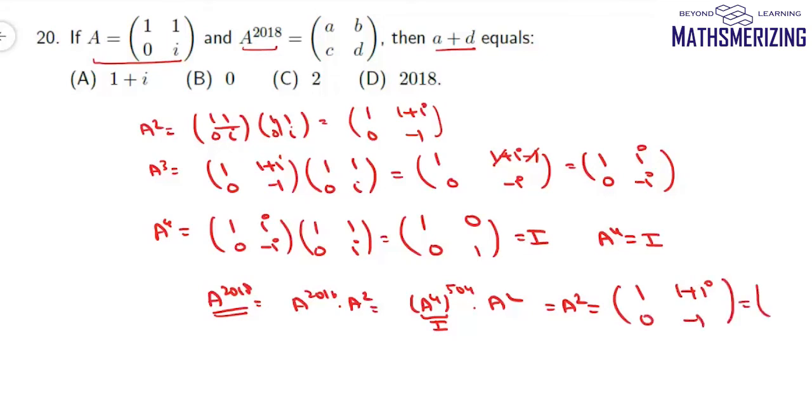Now they have given it equal to [a, b; c, d]. We need to find the value of a plus d. Value of a plus d simply will be 1 minus 1, and it is 0. So answer to this question is 0, which is option number B.